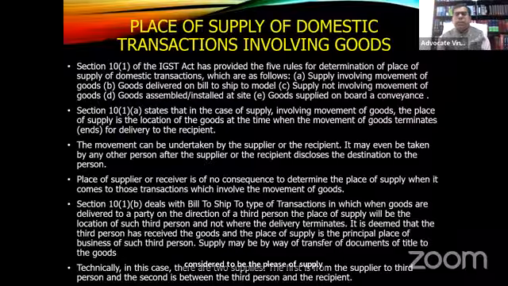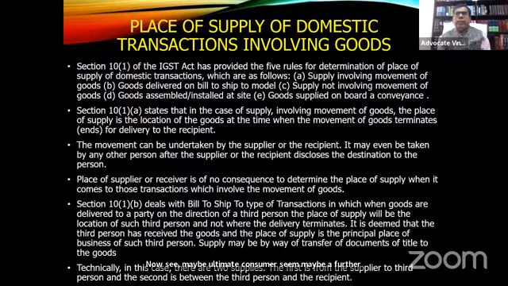Now, to take an illustration, suppose A places an order for purchase of goods. A is based in, say, Bengal. B is based in Gujarat. So A places an order on B from Bengal to Gujarat. But he asks B to deliver the goods to somebody who is located in C. Now, C may be an ultimate consumer, C may be a further trader.